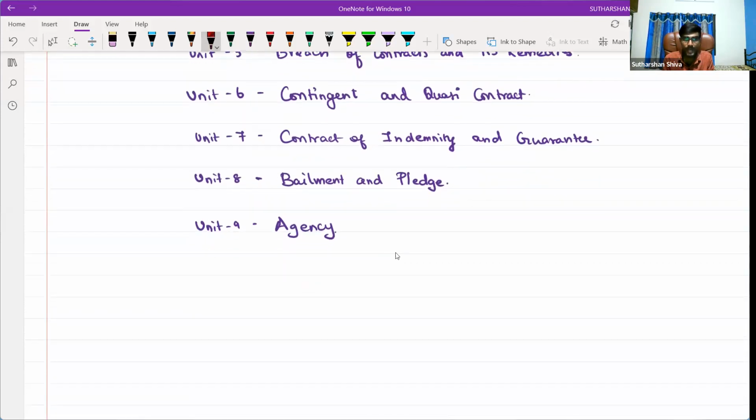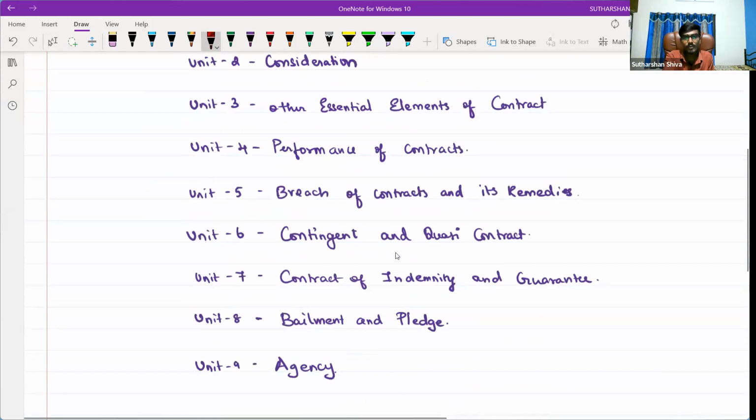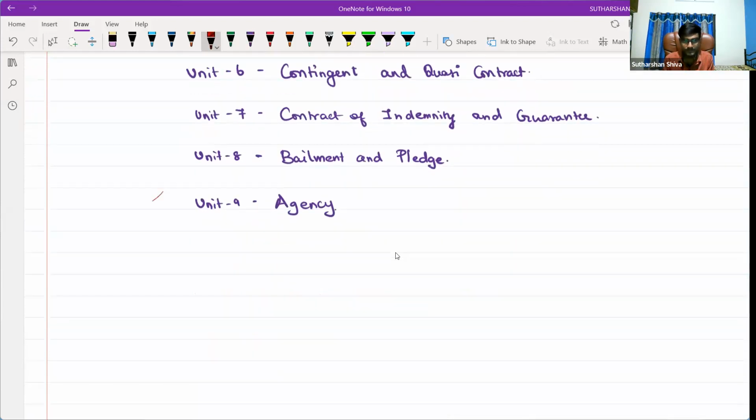And then, coming back, we will move on to chapter number 3. This chapter number 3 is called the Sale of Goods Act, 1930.